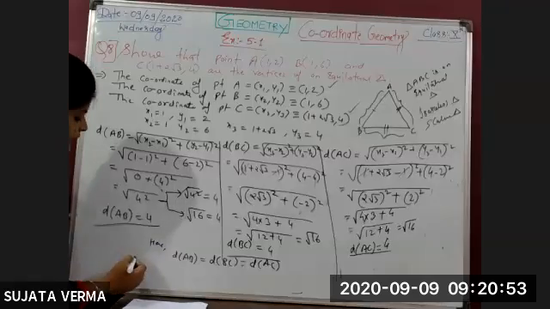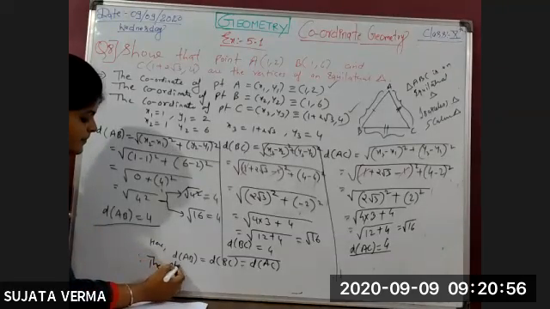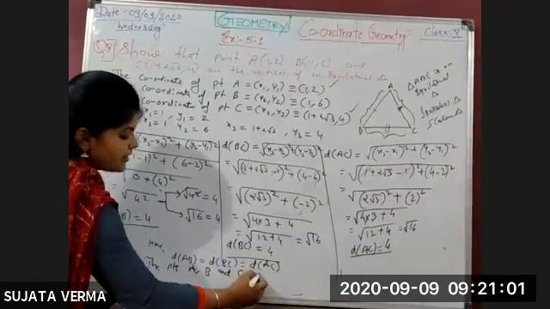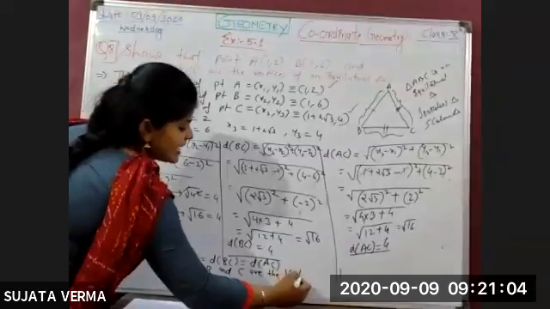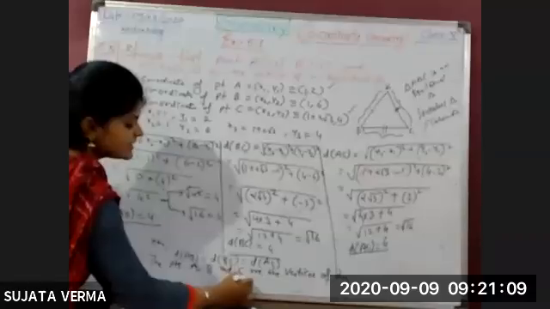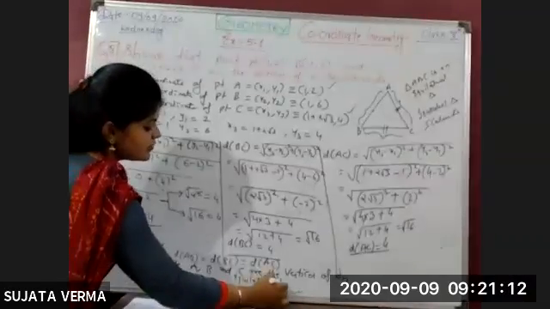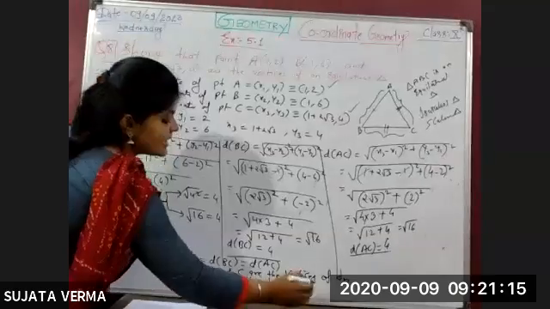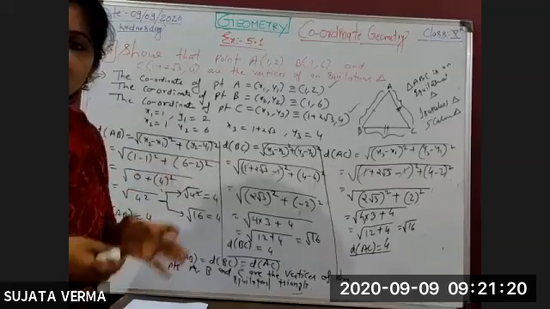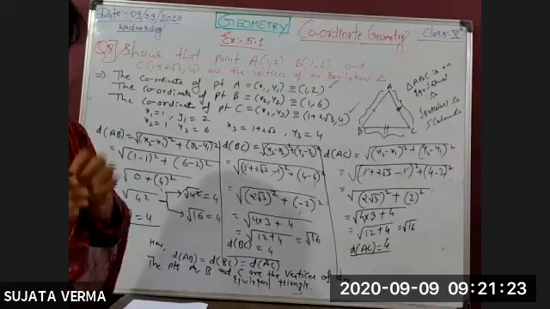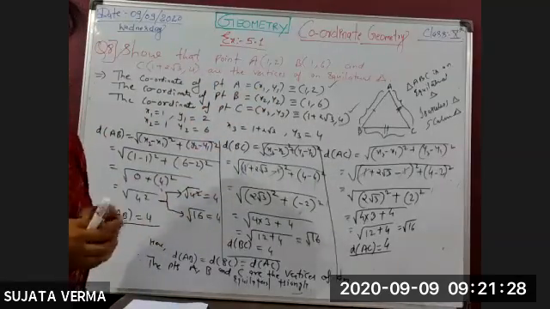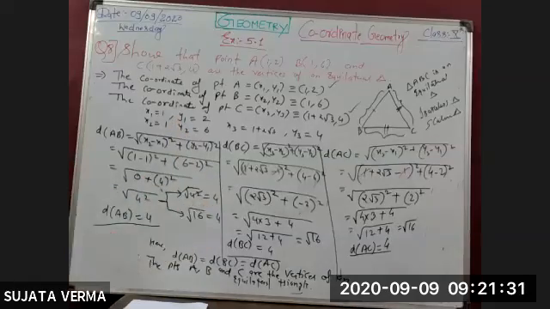Okay. Therefore, the points A, B and C are the vertices of an equilateral triangle. Okay. So this type of question carries 3 marks. If they ask a question based on parallelogram, rhombus, rectangle, then that type of question carries 4 marks. And this type of question, equilateral triangle, isosceles triangle, carries 3 marks. So please take this screenshot.